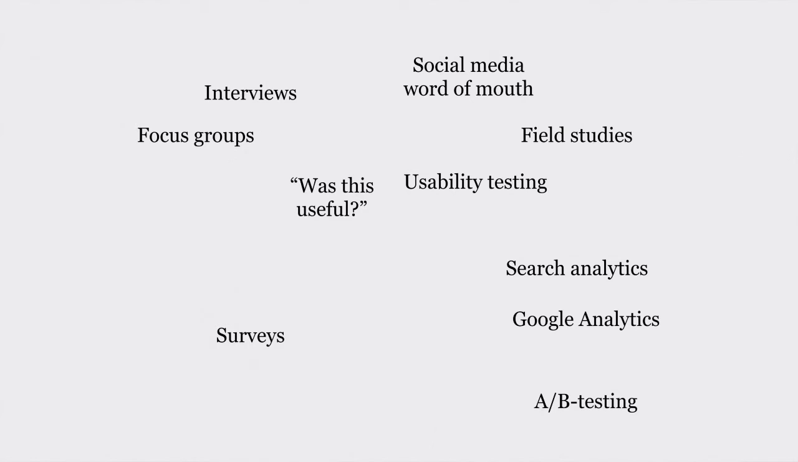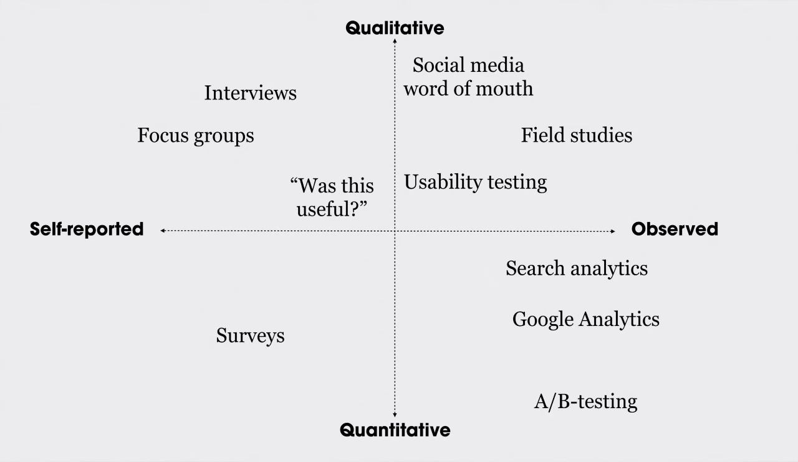And of course, I think you need to combine the different methods. Typically, people think about the difference between qualitative and quantitative testing, but also very important is the difference between observed, what people actually do, and self-report, what they say they do. And I think usability works best if you try as well as you can to make it an observed method.